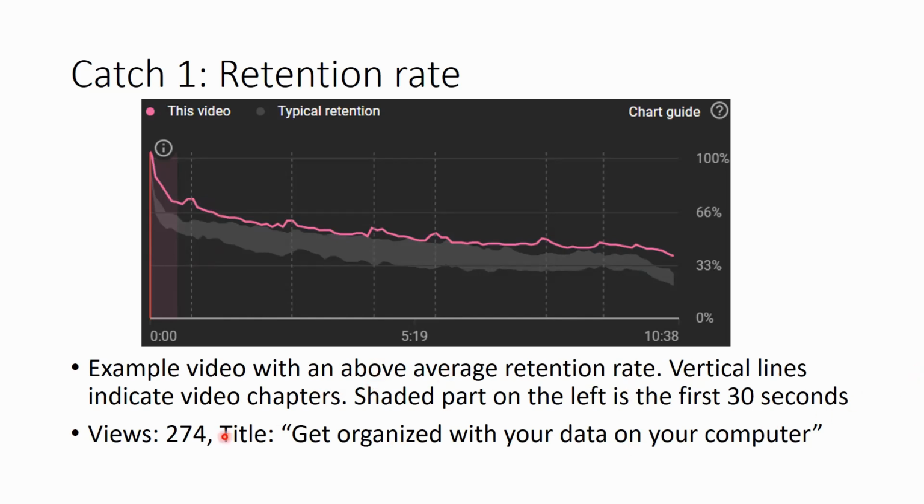This graph is based on a much lower number of views, but it seems that the topic of this one was getting organized with your data in your computer. So it seems this is a more catching topic for the people. So they want to see it from start to finish.